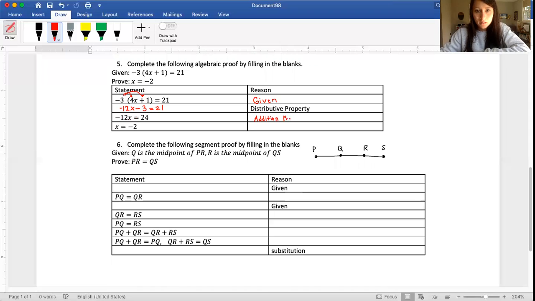And then finally, how did I go from -12x equals 24 to x equals -2? Well, didn't I just divide on both sides? So that's the division property of equality. Okay, most of you guys got this one just fine. Whenever you're looking at an algebraic proof, you're probably going to use properties that relate to solving algebraic equations like addition, subtraction, multiplication, division, that kind of thing, right?